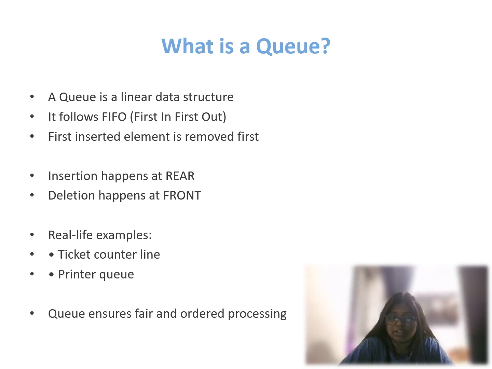So what is a queue? A queue is a linear data structure that follows the FIFO principle, which means first in, first out. In simple words, the element that is inserted first will be removed first. So we can relate this to real life examples like when people stand in a line at a ticket counter, the person who comes first gets the ticket first.